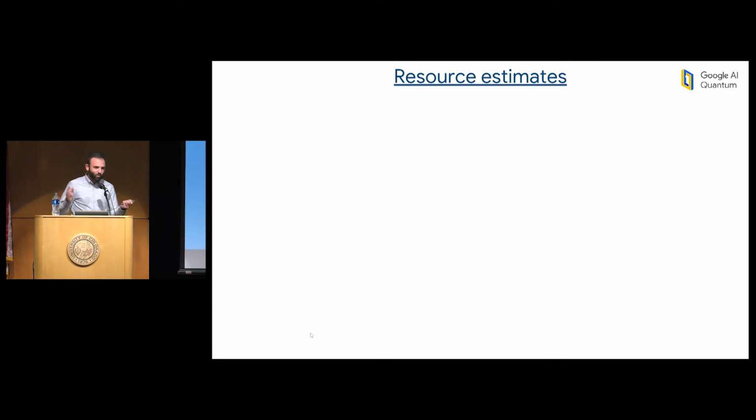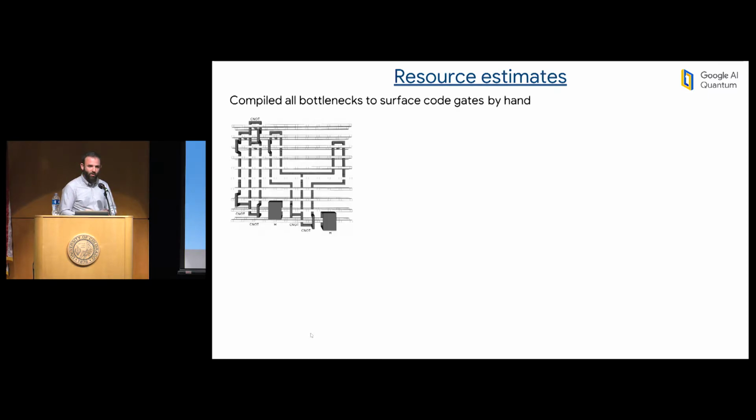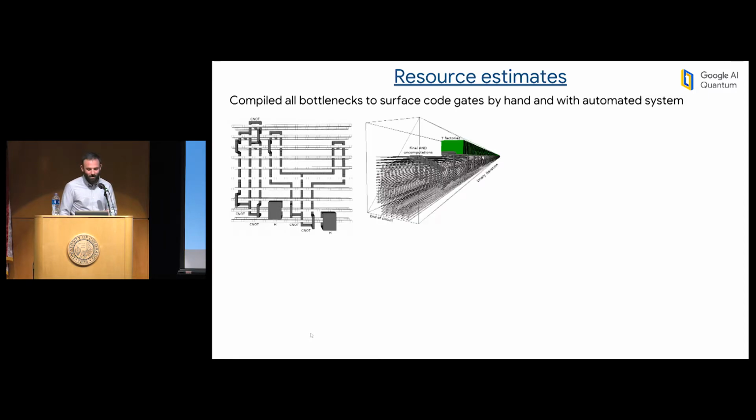So of course, what we did is we looked at compiling this stuff to surface code gates. And we did that both by hand, meaning we took the bottleneck primitives and basically Craig and Austin just fiddled around with them and figured stuff out, and also with an automated system which was developed by Alexandru Paler. And first of all, by compiling all this stuff down, we showed that we could, woohoo.